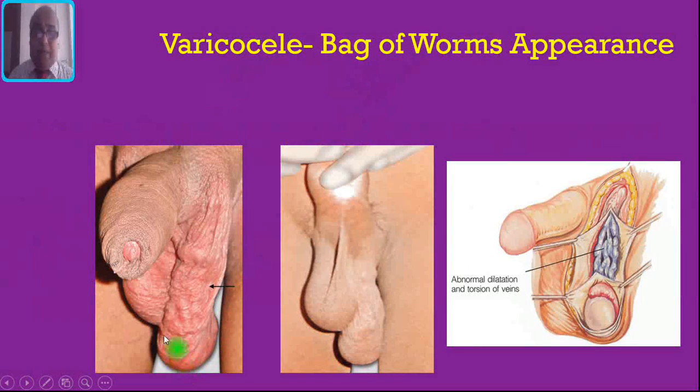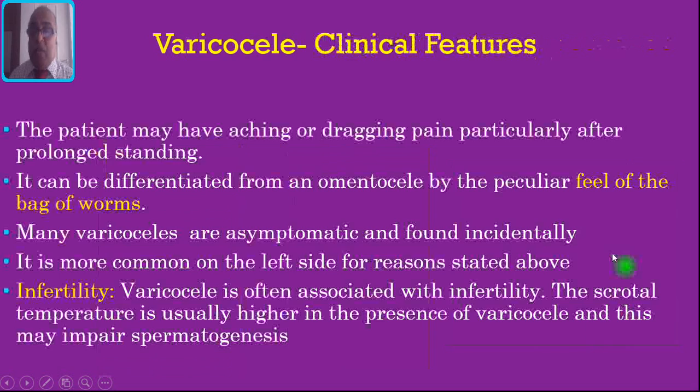So here you are seeing the classical bag of worms appearance. The left testis will be hanging a little lower compared to the right testis. Here also you are seeing the same thing. This is the internal appearance of the pampiniform plexus of veins, or the dilated veins called varicocele.